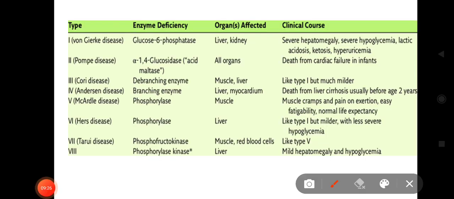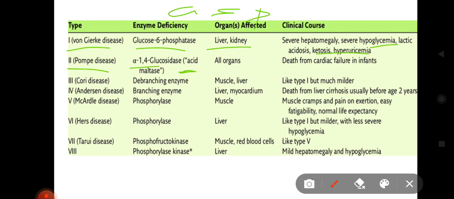Now the table for glycogen storage disease. Go through this table from any of your books, and I have given it here just for a quick idea. Type 1 is von Gierke's disease, the enzyme deficiency is glucose-6-phosphatase, and organs affected are liver and kidney, with severe hepatomegaly, severe hypoglycemia, lactic acidosis, ketosis, hyperuricemia. Type 2 is Pompe's, alpha-1,4-glucosidase or acid maltase deficiency, all organs are involved, with death from cardiac failure in infants. So from this table many clinical based questions can be formed.